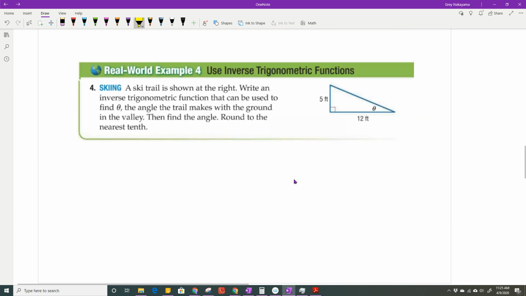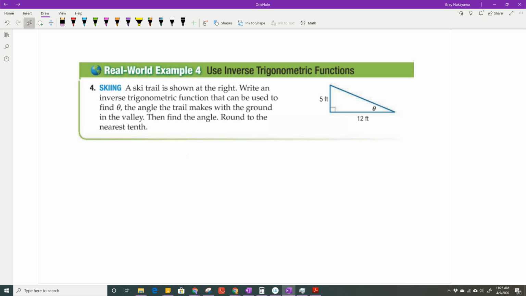All right, a word problem. A ski trail is shown at right. Write an inverse trig function that can be used to find theta, the angle the trail makes with the ground in the valley, then find the angle. Round to the nearest tenth.